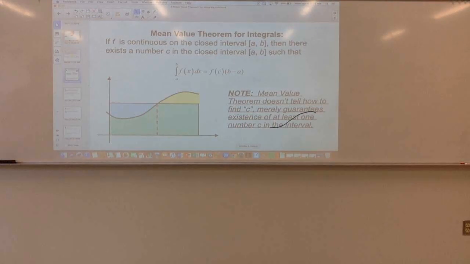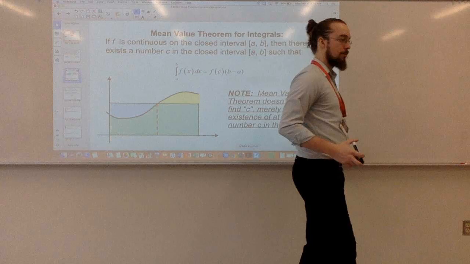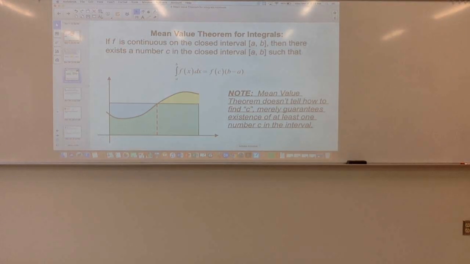The reason this is useful, well, first, copy this down. This is what the actual mean value theorem is. If we take the area under a curve, it's the integral of something from A to B. I think I cut that off your notes, didn't I? Yeah. So copy that down here. Oh, it is on there? Oh, okay.